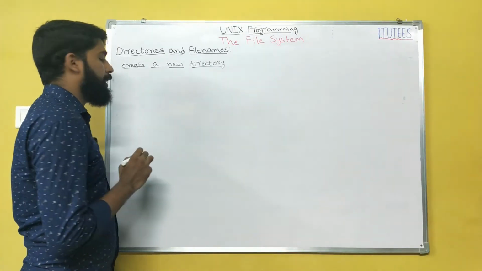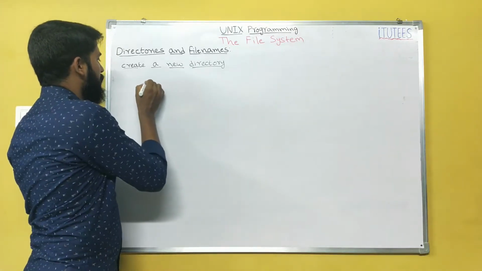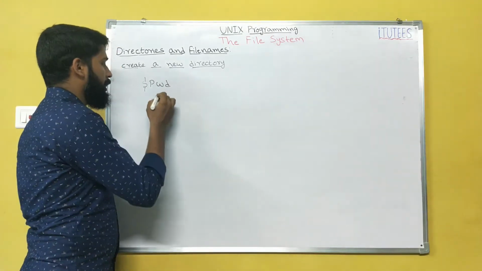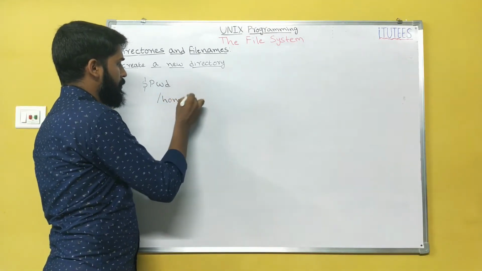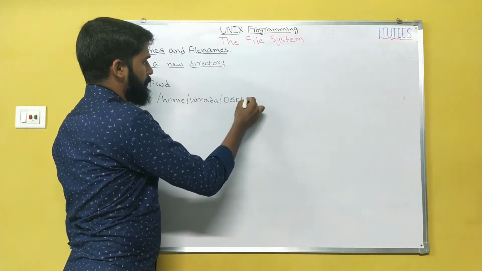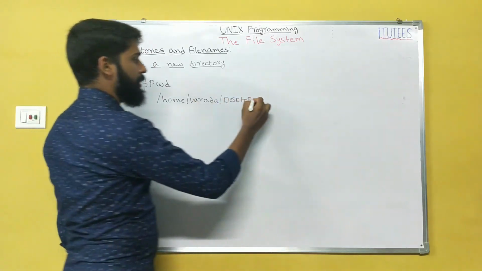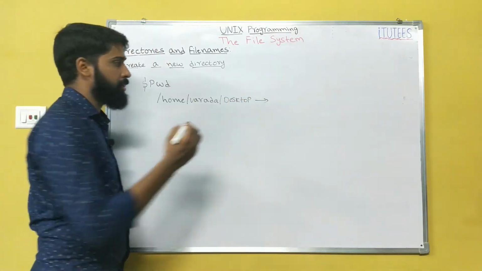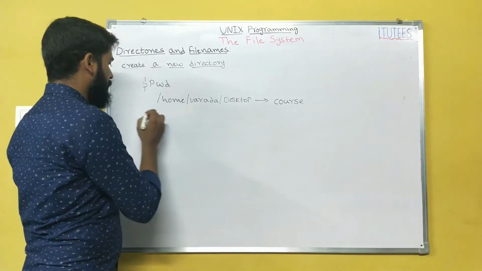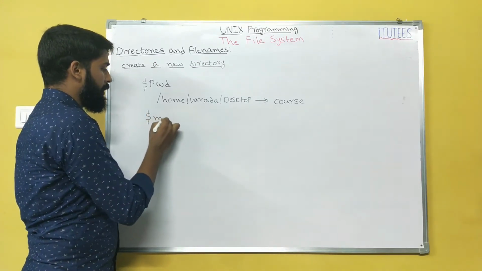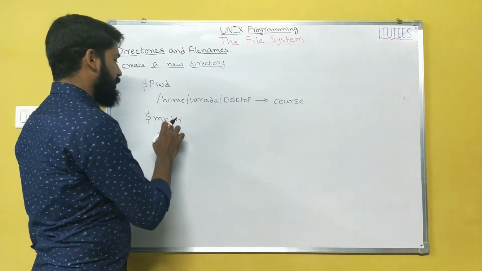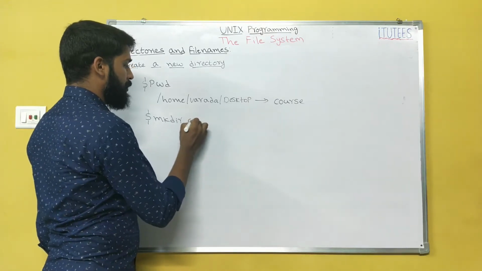Now I want to show how to create a new directory. The present working directory is, in my case, home, Varada and desktop. In this directory I want to create a new directory, for example named course. How can I create a new directory? By using make directory, mkdir. This command is used to create a new directory. So mkdir course.